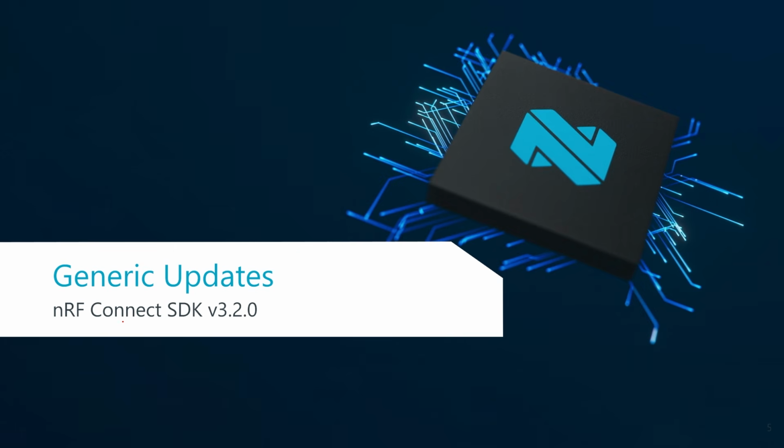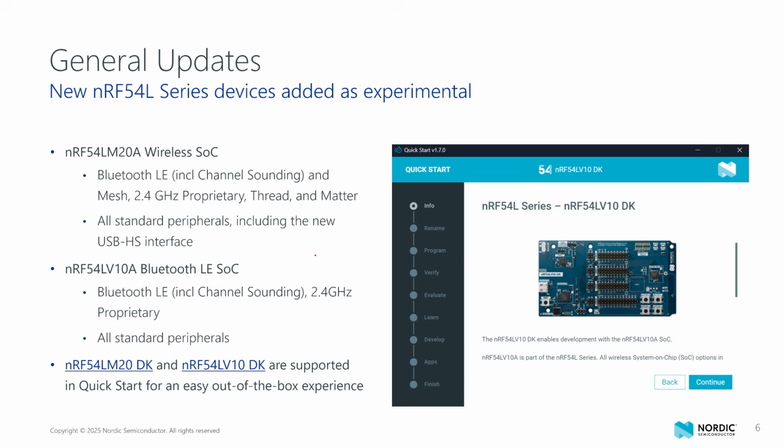Okay, so let's get started with generic updates. We have two new devices that we've launched in the last couple of months, and they are now experimental as part of the nRF Connect SDK. The first device is the nRF54LM20 wireless SoC. As it stands, you can use this device for Bluetooth LE, including channel sounding, as well as Bluetooth mesh, 2.4 GHz proprietary, Thread, and Matter. Also, all standard peripherals are available, including the new USB high-speed interface, which is unique to this device.